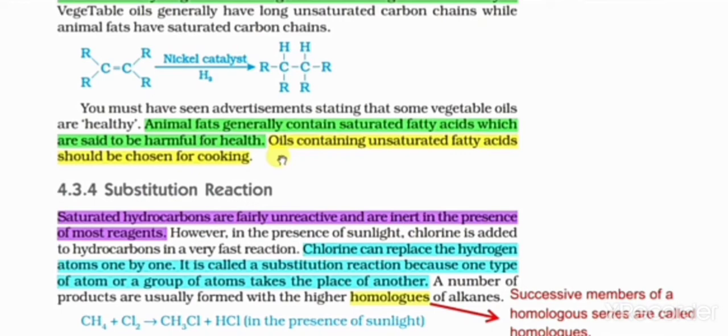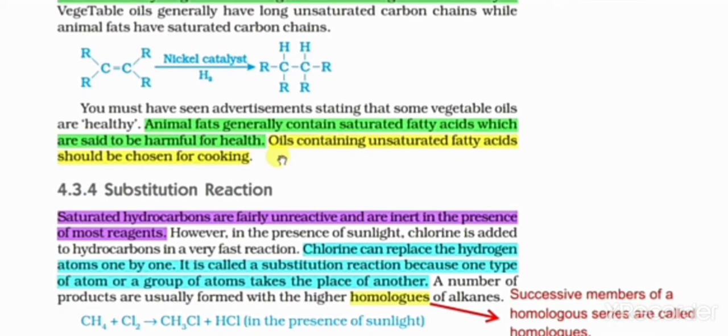There is a substitution of hydrogen from the substrate or hydrocarbon chain. A new type of atom or group is formed. A number of products are usually formed with the higher homologous series. Already you know homologous series. Successive members of a homologous series are called homologs.